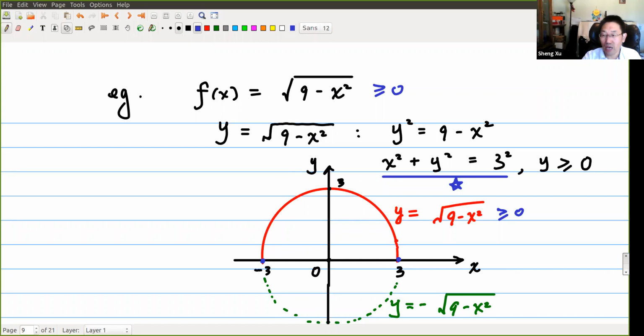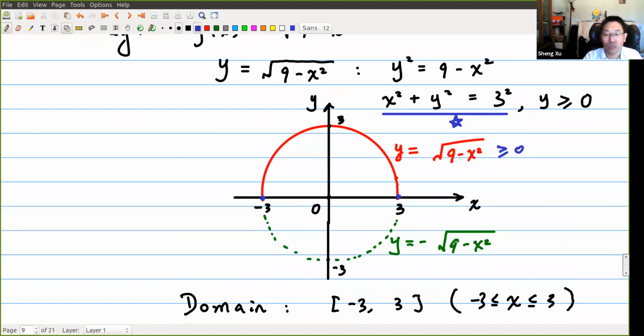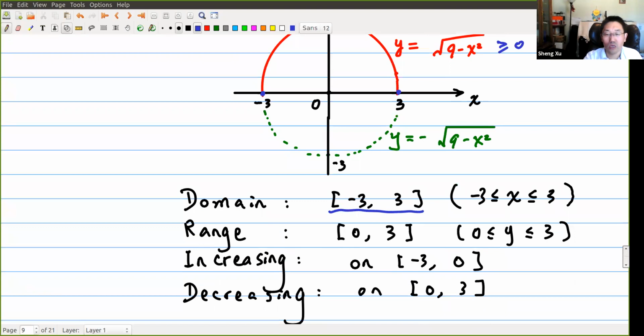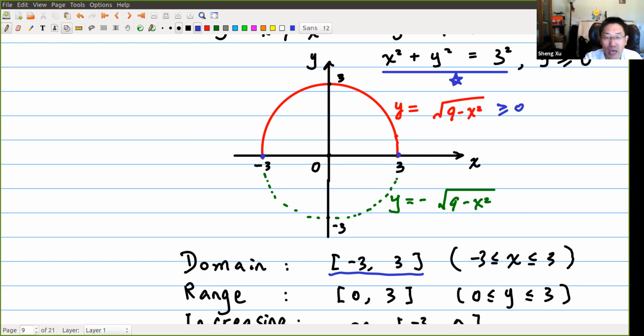So for this function, what's the domain? I think you can see the domain is from negative 3 to positive 3, right? Those are the only x values. So that interval is closed, from negative 3 to 3. Okay, what's the range of this function? Look at the values for all the y's. The y can go from 0 all the way to 3, not bigger than 3, not less than 0. So the range is from 0 to 3.